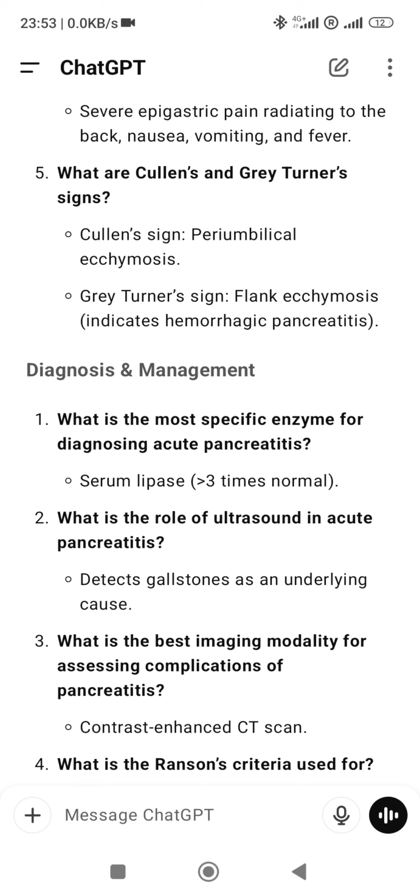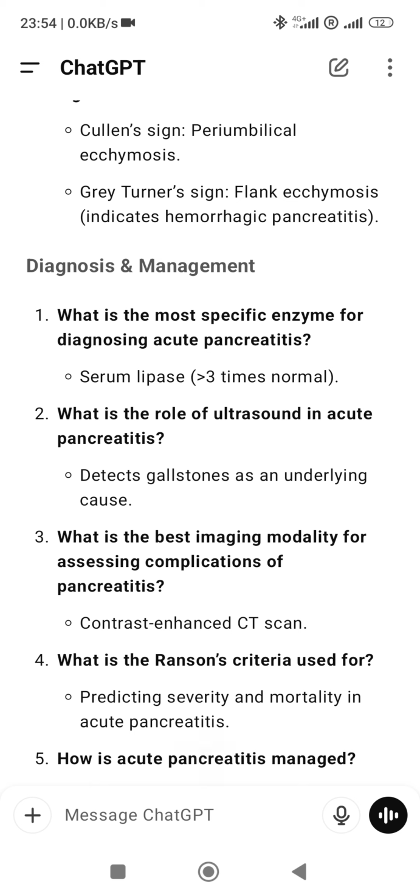Next question. What is the role of ultrasound in acute pancreatitis? To detect gallstone as an underlying cause.